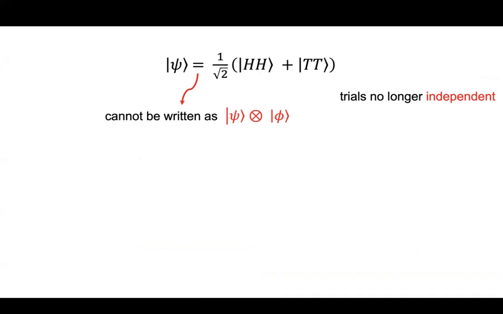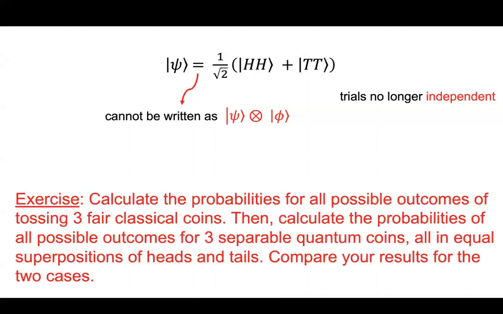Before I leave, I have an exercise for you. Calculate the probabilities of outcomes for 3 fair classical coins, then 3 fair separable quantum coins, and compare the results.